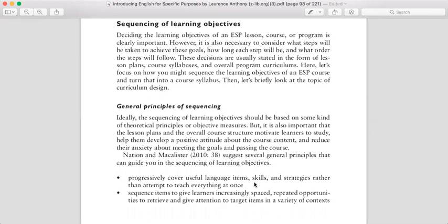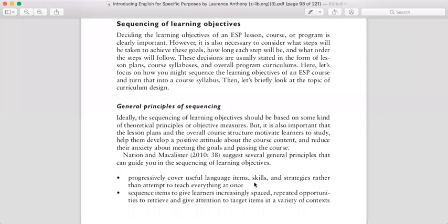And by progress, that's really up to you. How do you understand this word? The progress can be from general basic to more specific. It can be from simpler to complex structures. So this is one of the principles that you can look at while you are working on your ESP.